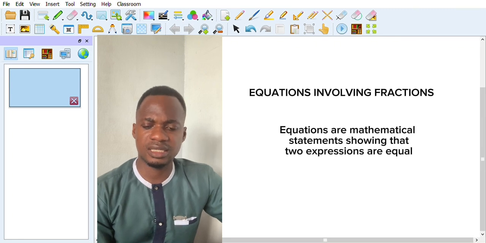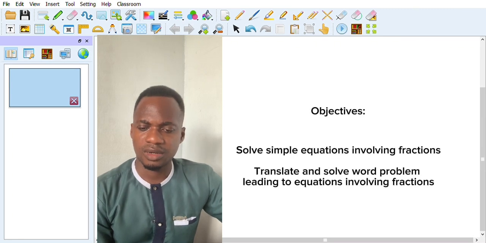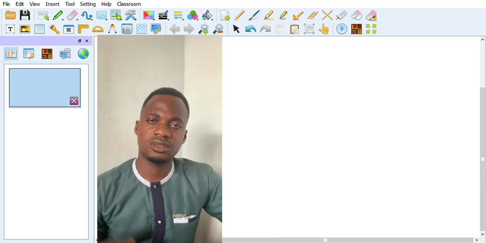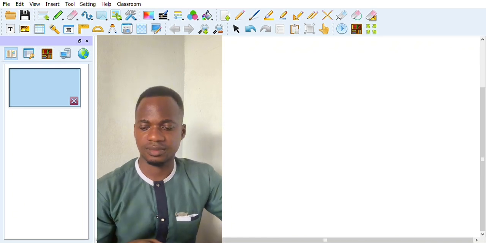By the end of this lesson, we are going to solve simple equations involving fractions, word problems leading to simple equations involving fractions, and we're going to simplify expressions involving brackets. So let's quickly dive into the lesson.